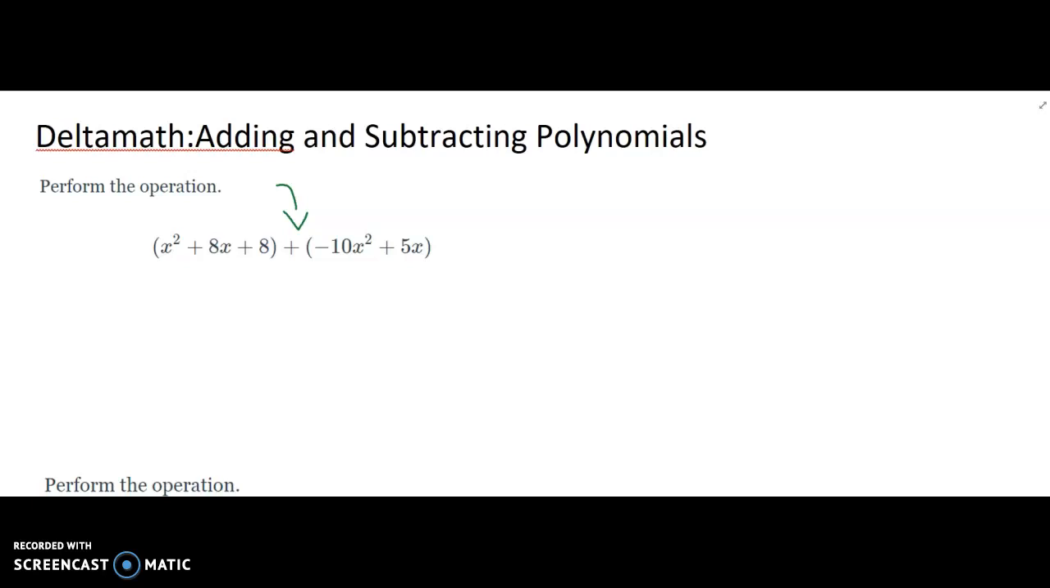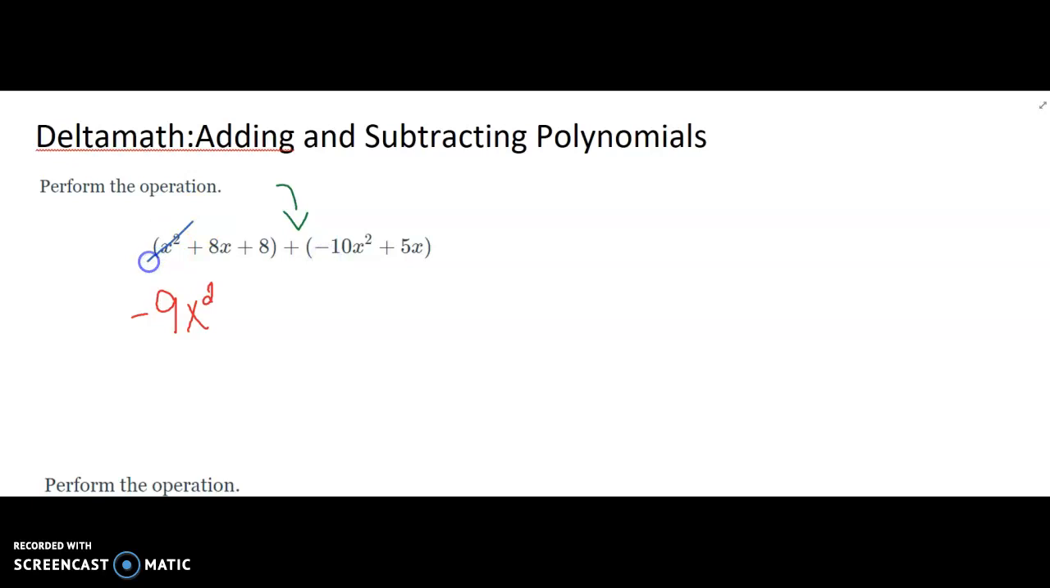On Deltamath, I'm pretty sure it's going to ask us to put it in standard form, so we're always going to start with the highest exponent first. So we're going to go ahead and start with x squared. X squared is the highest exponent I see, and we're going to add that to another term that is just like it. Which term is just like it? This negative 10x squared. So x squared plus negative 10x squared is negative 9x squared. So we added our first pair of like terms.